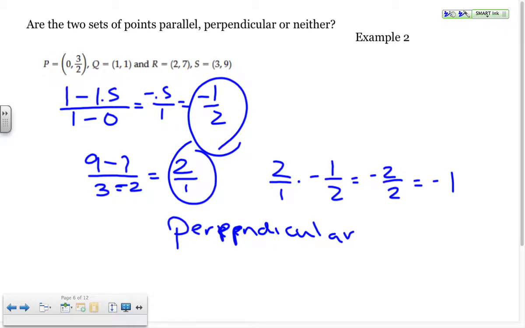One of the things: when you have these questions, I'll ask parallel, perpendicular, or neither. If you end up with slopes that don't give you a negative 1, or they're not opposite reciprocals, and they're not the same, you may say neither. A lot of times they'll try to trick you. They'll have like a 1/2 and 2, so it looks close, but not quite.